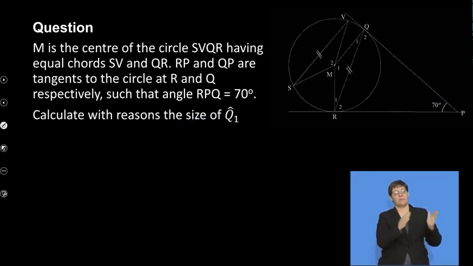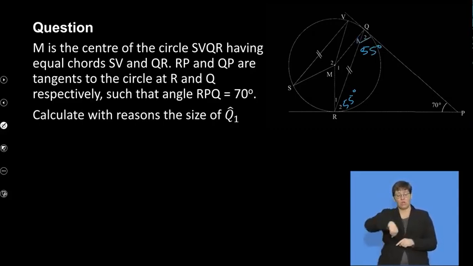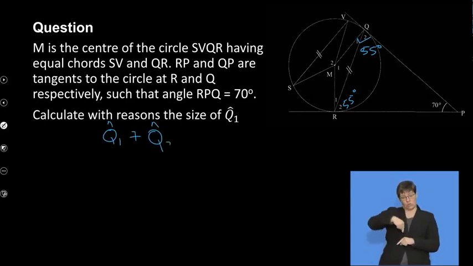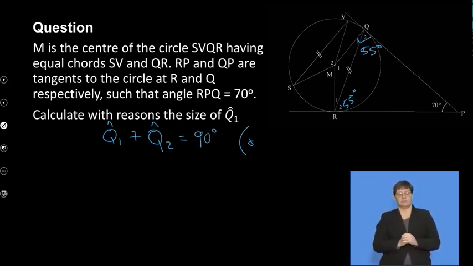Then also we need to find Q1. Now to find Q1, we know that R2 is 55 degrees, and also Q2 will be 55 degrees. But we know that Q1 plus Q2 is 90 degrees. So that's where we're going to start. Q1 plus Q2 is equal to 90 degrees. My reason will be radius perpendicular to tangent.